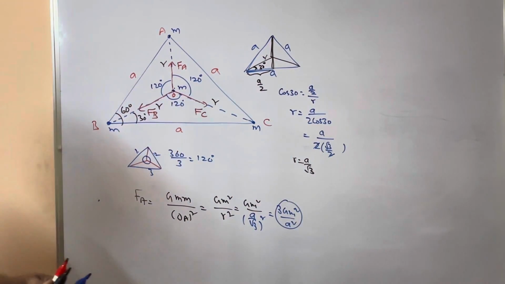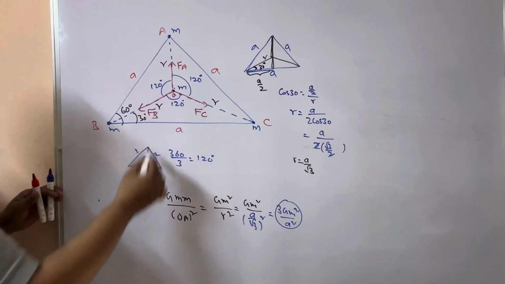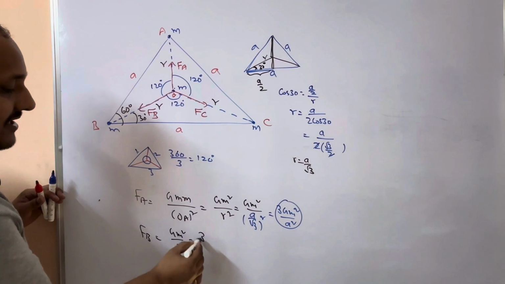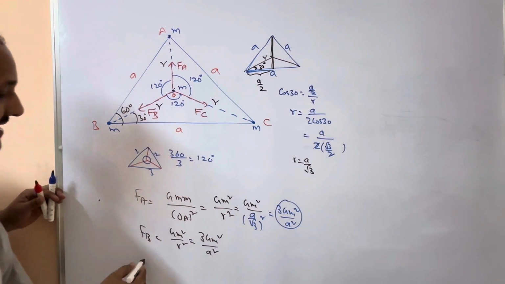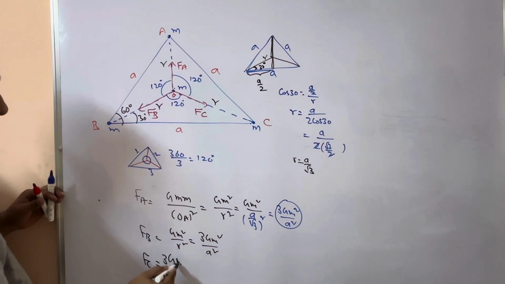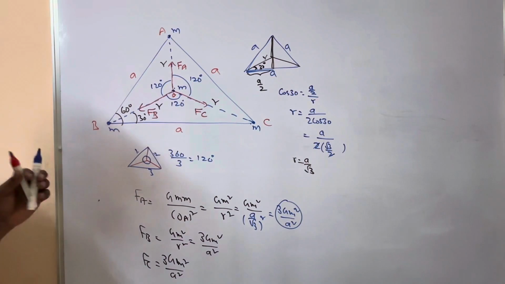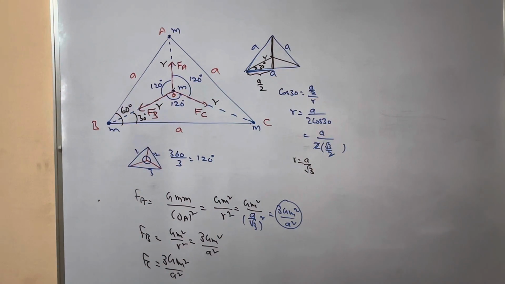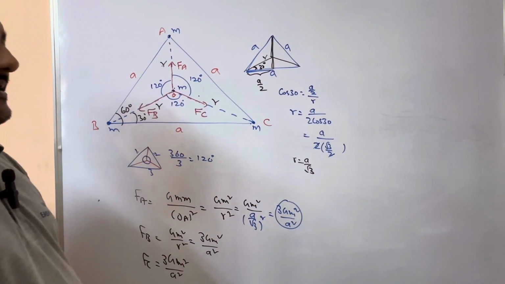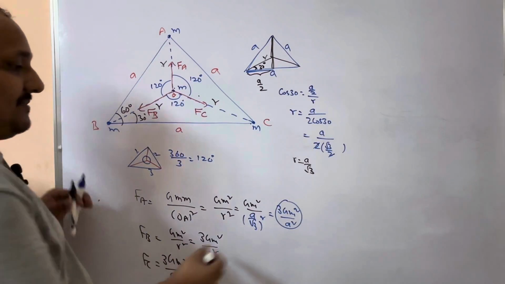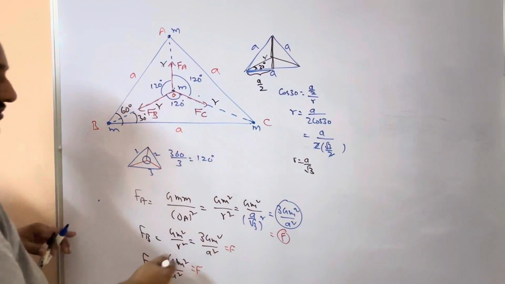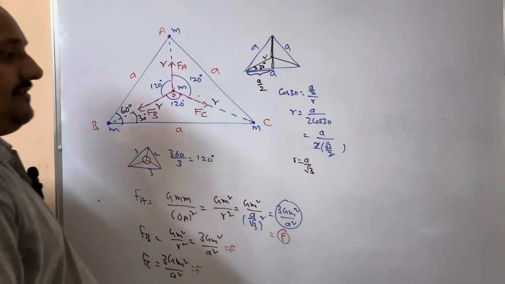This is FA. FB, the force between B and O, is also the same, G M square by r square, that is also 3 G M square by a square. FC, the force between C and O, is also the same. So directly I am writing 3 G M square by a square, because all r's are similar. Is it visible? Let us assume this 3 G M square by a square is F, because there is no need to write it always.